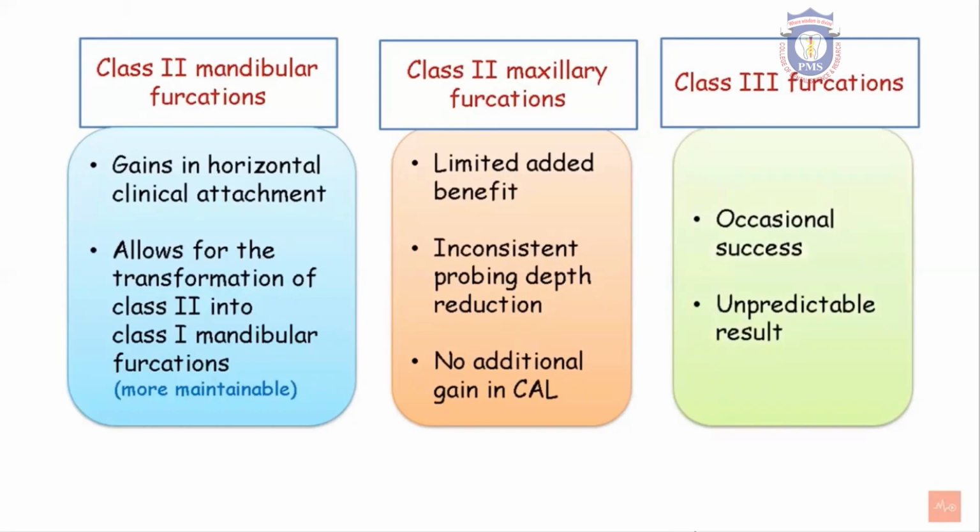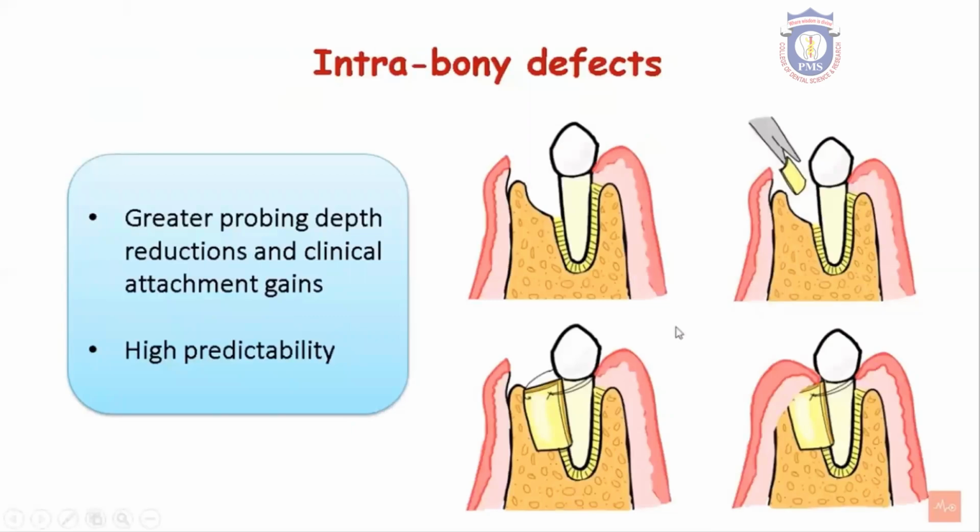So, GTR is more favorable in class 2 mandibular furcation, which results in a horizontal clinical attachment gain, and it allows the transformation of a class 2 mandibular furcation into a class 1 furcation, in which the patients are able to maintain that class 1 furcation. Using a GTR in an intrabony defect results in greater probing depth reduction and attachment gain, and also it is highly predictable.